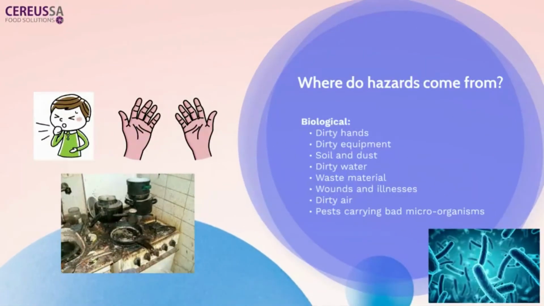Right, where do hazards come from? Firstly, your biological food safety hazard. These are your spoilage and disease-causing microorganisms. We know microorganisms are everywhere, so it can come from dirty hands, dirty equipment, soil and dust that ends up in the food, dirty water, waste material, wounds and illnesses that carry disease-causing microorganisms, dirty air, or even pests that carry bad microorganisms.